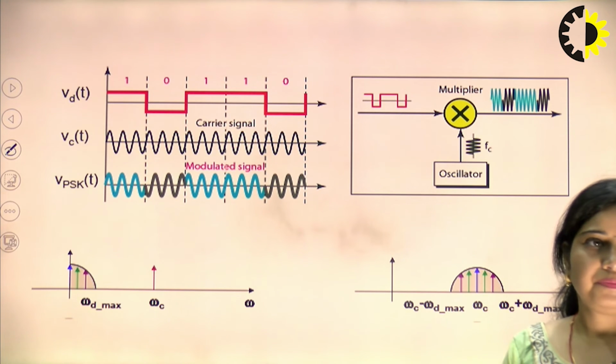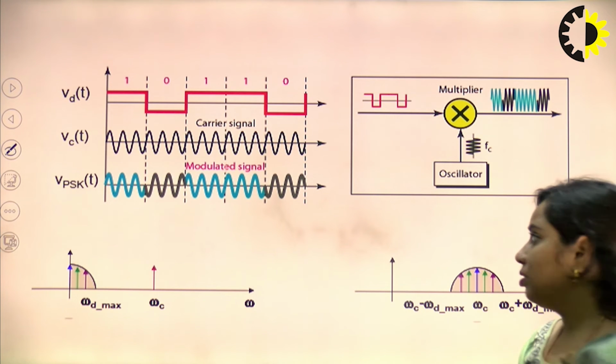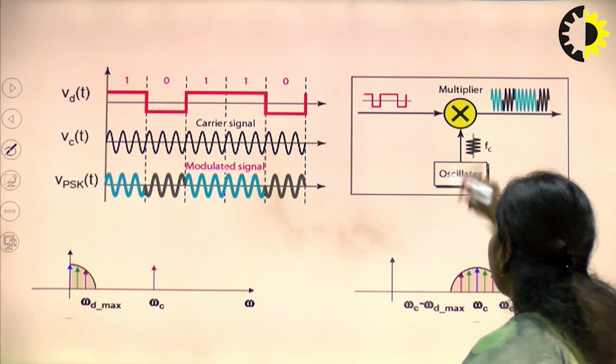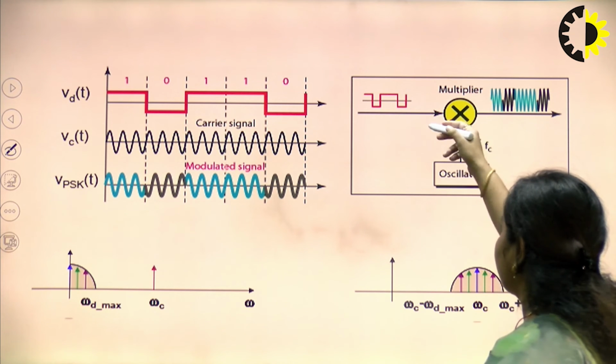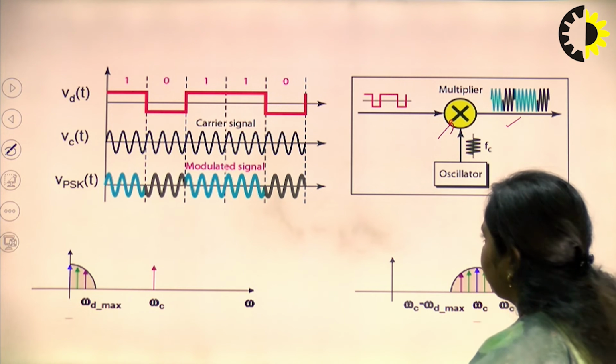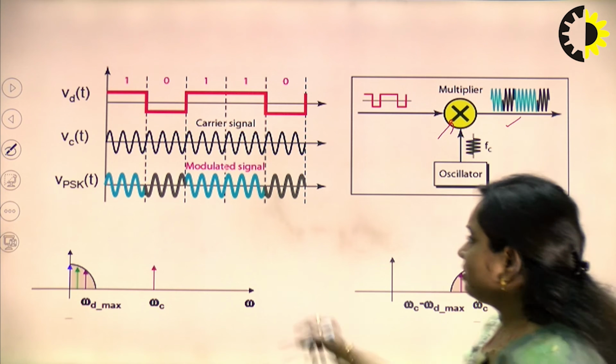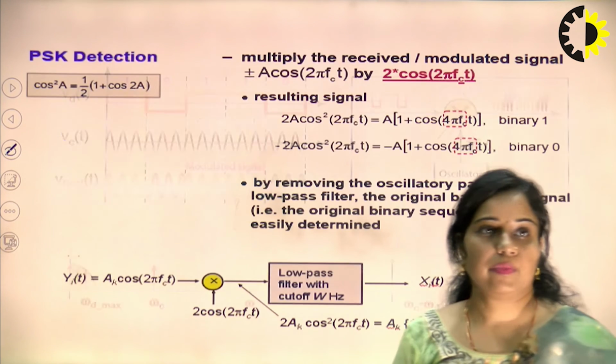So, this is the diagram which is showing how this phase change concept works. So, we require a simple multiplier, the input signal is multiplied with the oscillator and we are having the phase shifted signal, that is phase shift keying, and this is the waveform that is related to PSK.